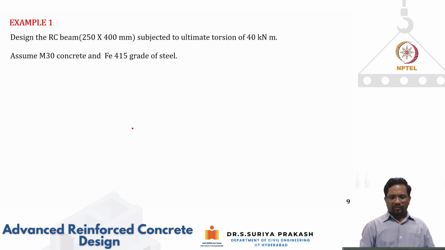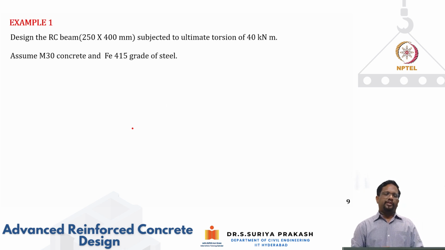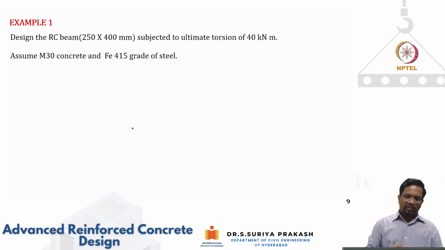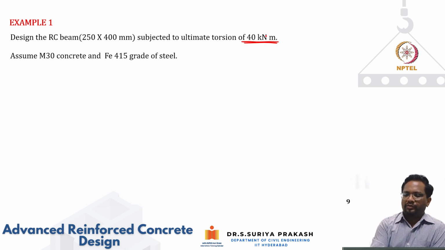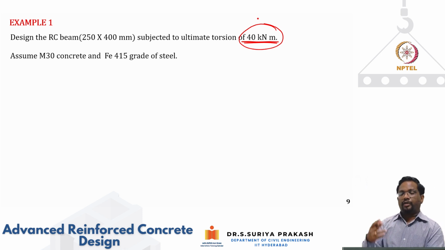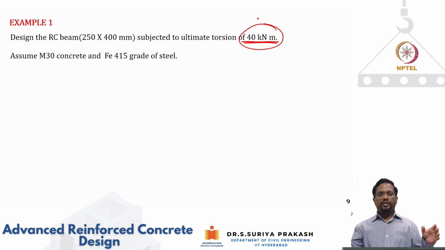Okay, so the first case we're going to look at is a simple RC beam with 250 by 400 mm dimensions, which is subjected to an ultimate torsion moment of 40 kilonewton meter. So this value you may see that it is very small. It's a pure torsion case. You'll find that compared to bending, we talk about 250, 300, 400. This number may look to be very small for you.